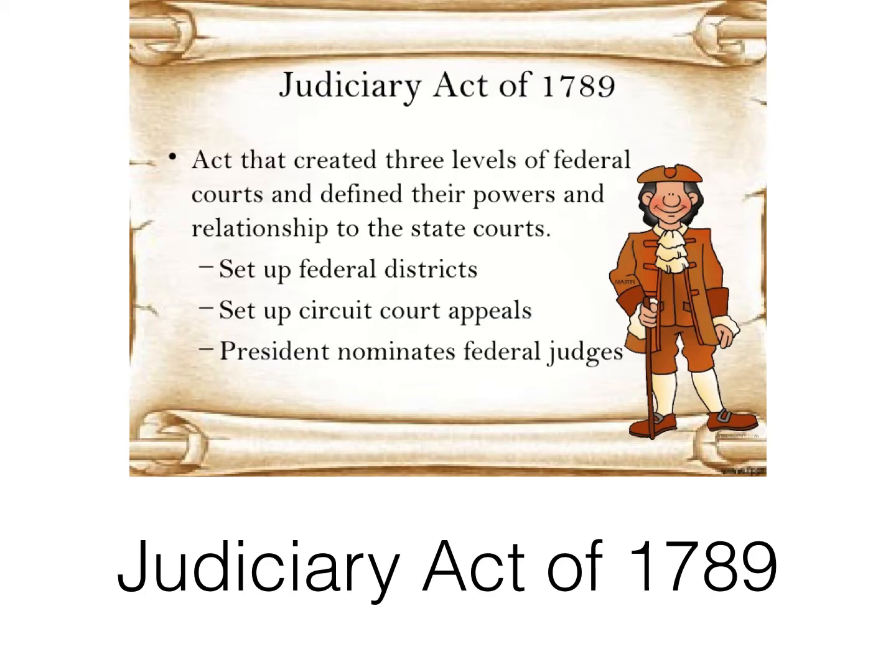So the Judiciary Act of 1789 was the act that created 3 levels of federal courts and defined their powers and relationships to the state courts. It set up the federal districts, set up circuit court appeals, and the President nominates the federal judges.